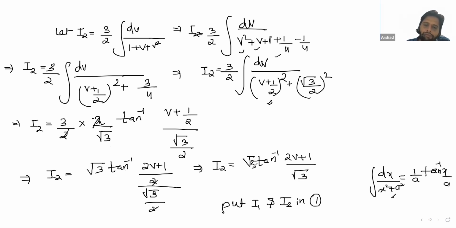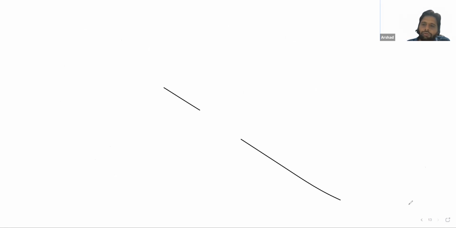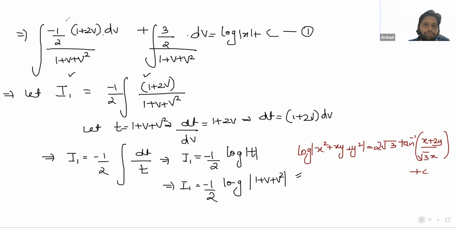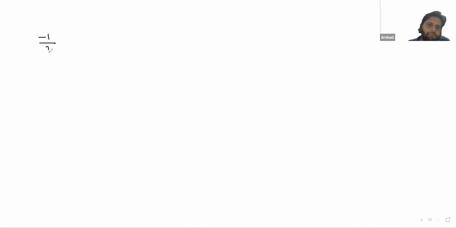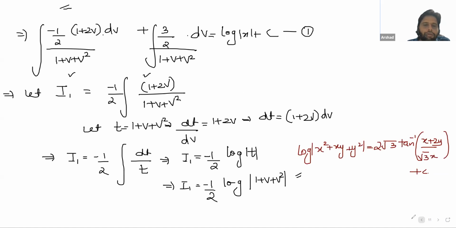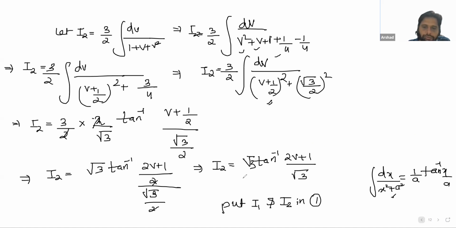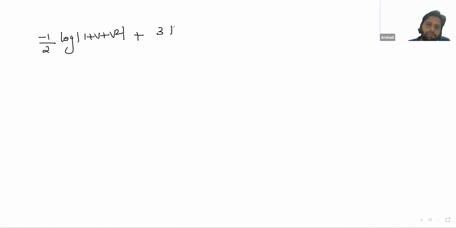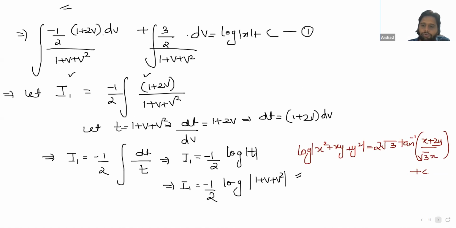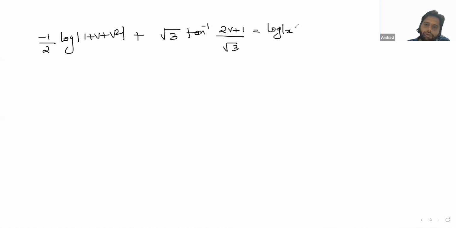Okay. So put I1 and I2 in first. So we get what? What is the first equation? This one. So in place of this, we get I1, which is minus 1 by 2 log mod 1 plus v square plus. So what is I2 we have? I2 is this one, 3 by 2. Okay, so that means this root 3 tan inverse 2v plus 1 by root 3. Okay. And then what we have, log mod x plus c.